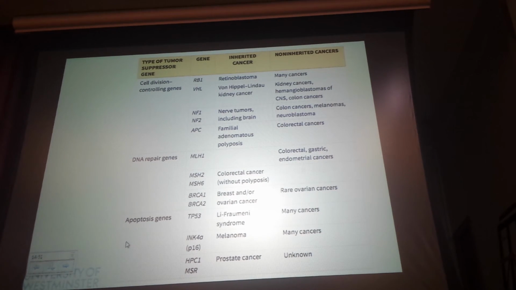And here, that's quite an interesting table. I put it here for you because it also shows you that some of these tumor suppressor genes can be involved in inherited cancer, but they can also be involved in non-inherited cancer. So for example, APC, familial adenomatous polyposis, is the inherited form of cancer when you have a germline mutation in APC, but you can also have sporadic mutations in APC which give colorectal cancer.